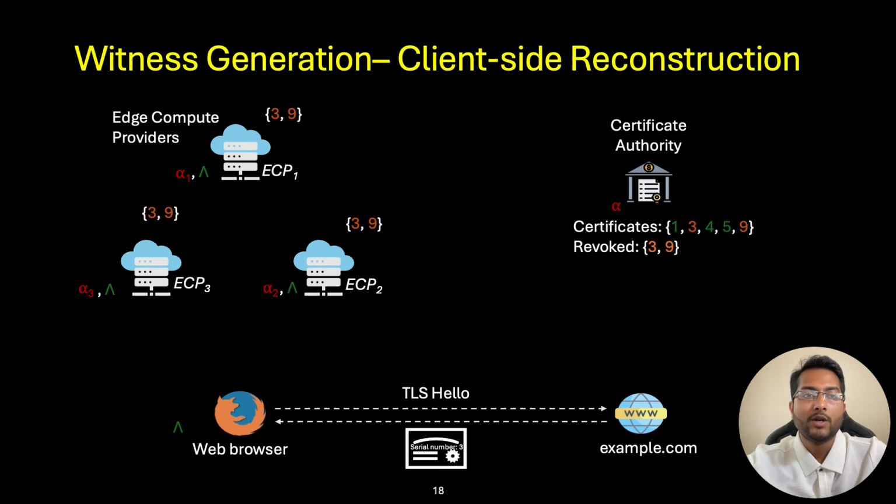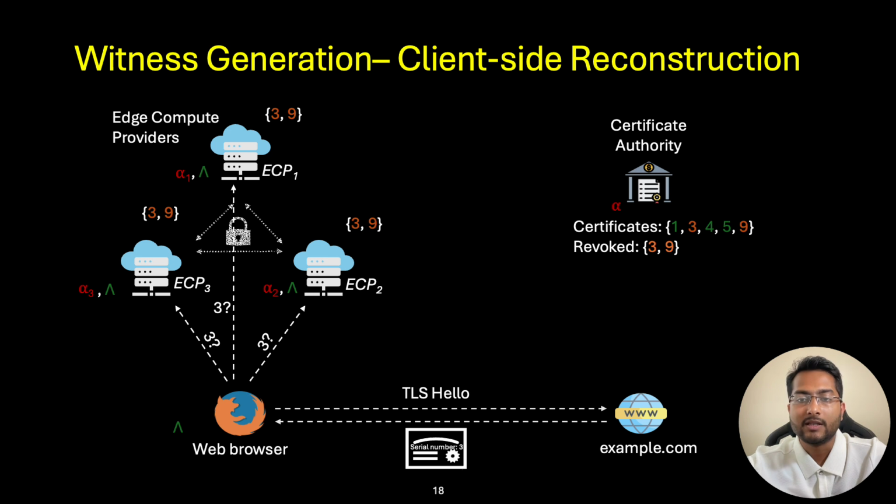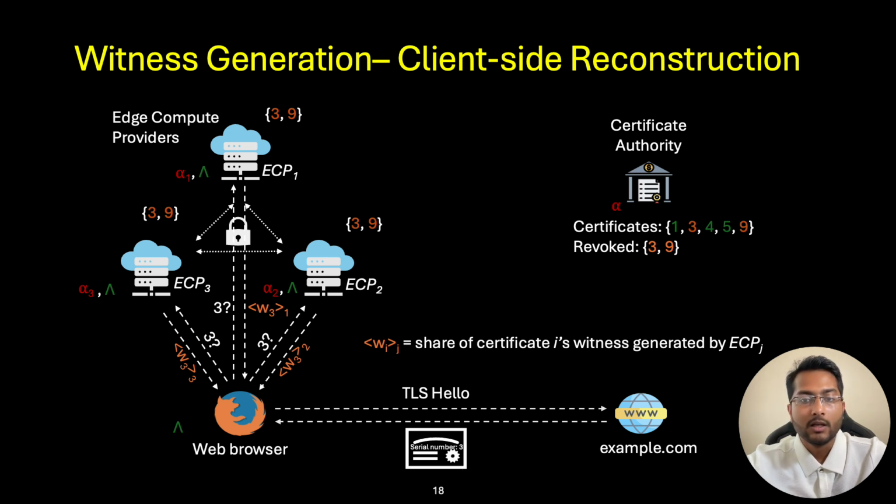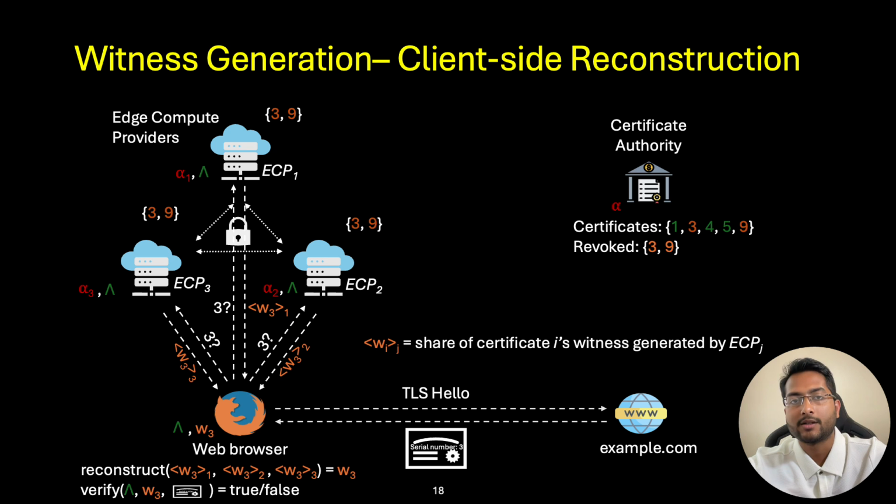Now let's see how the witnesses are generated in our AccuRevoke system. After the browser gets the certificate from a website, it requests the ECP for the witness of a particular certificate using the serial number in the certificate. The ECPs then take part in secure multi-party computation and compute their share of the witness and send the share to the client. The client can then reconstruct the actual witness from the shares, and it can verify the revocation or non-revocation status of a certificate using the reconstructed witness.